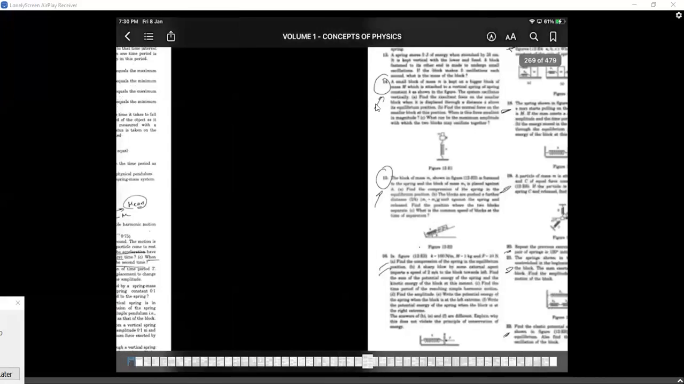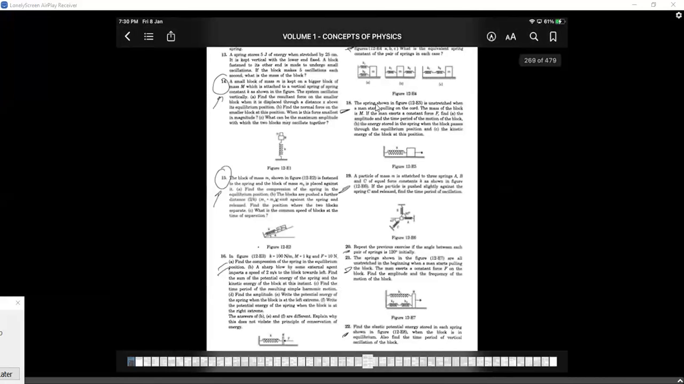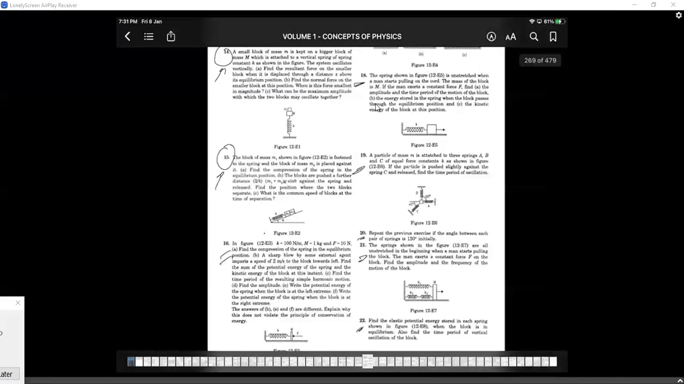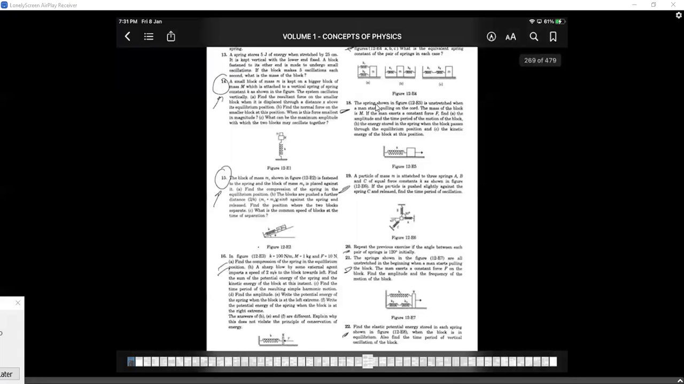Nope. Now coming to this page, I believe I left out these two questions, 14 and 15 and 16 also. Now all the three questions.